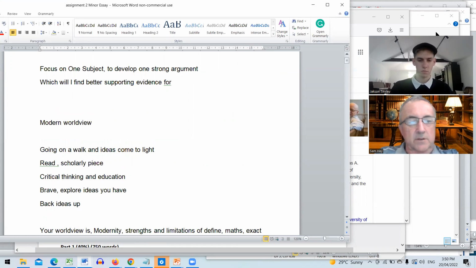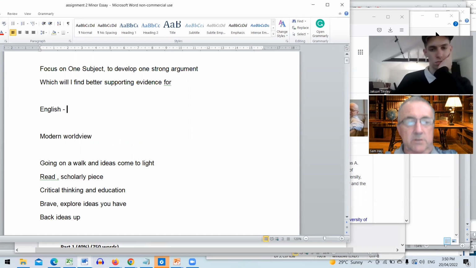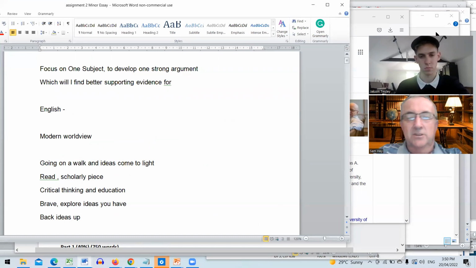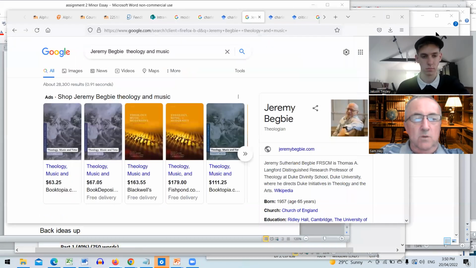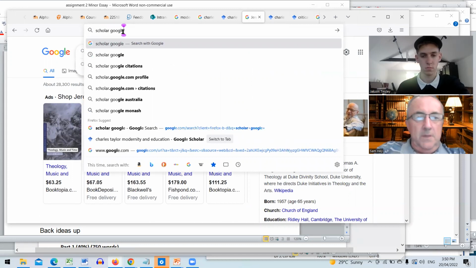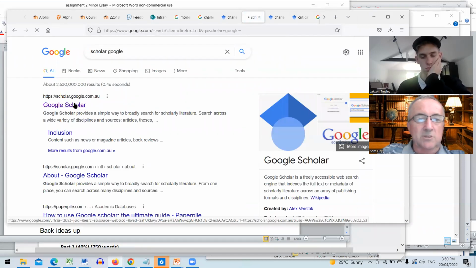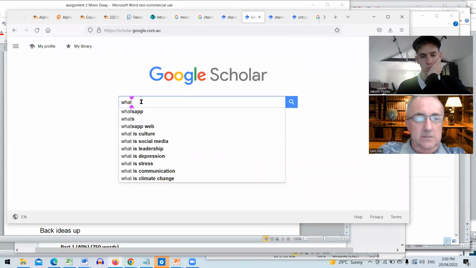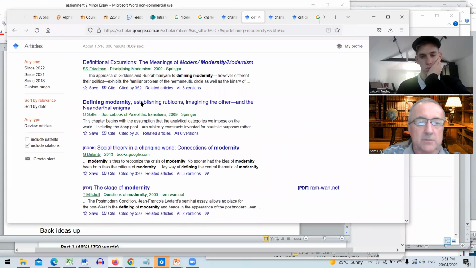In terms of English, the clear advantages of looking at English as an area. Language is important for us in thinking, and literacy is important, which is why even governments and politicians like to talk about literacy, and it's important. So clearly you can build a case there. And when it comes to modern worldview, find some strong scholars who've written on modernity. So if you go to Google Scholar and then start to explore what is modernity, and then the hypothesis is that modernity is a worldview that shapes us.